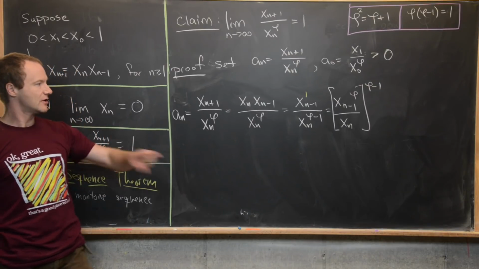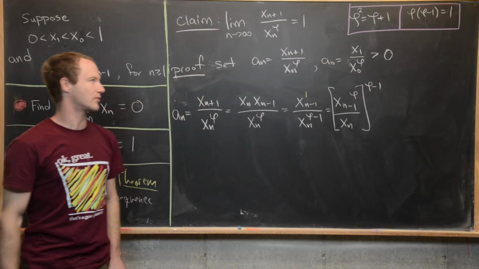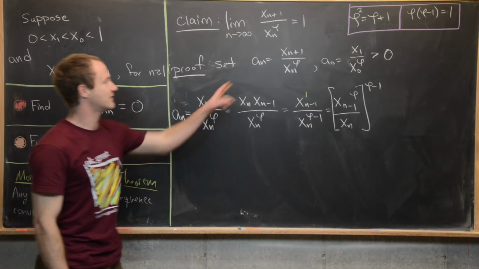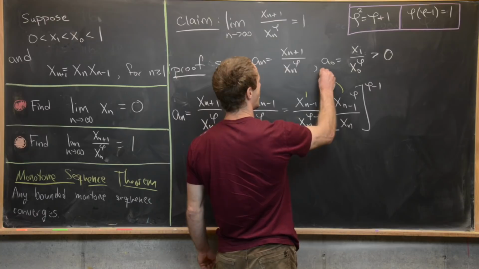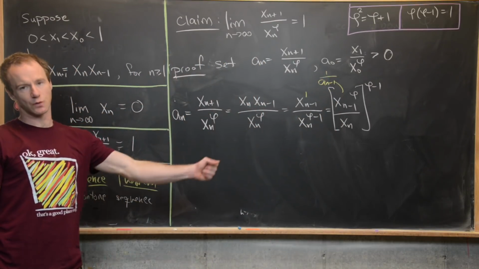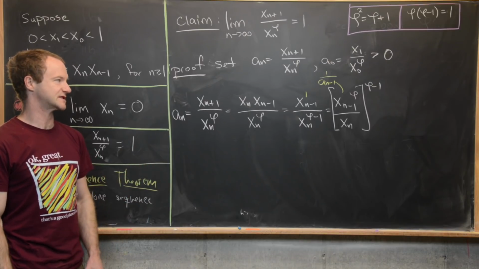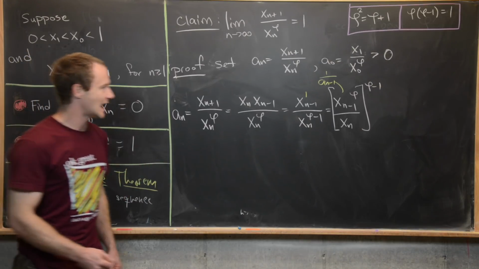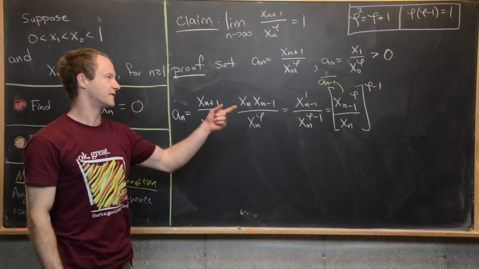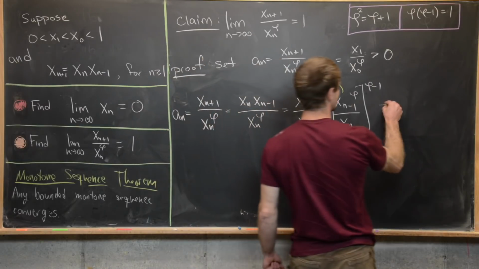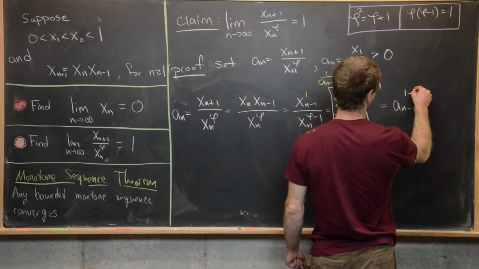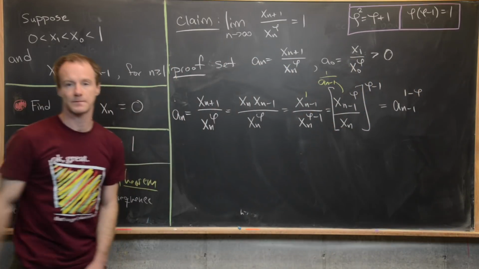But now what I want to notice is that this stuff inside the brackets almost looks like my sequence a sub n. In fact, this is 1 over a sub n minus 1. Notice it's re-indexed one step before, and we have the reciprocal there. Now we can maybe negate this exponent, this phi minus 1, in order to flip that around, and we have this nice recursion that a sub n is equal to a sub n minus 1 to the 1 minus phi.